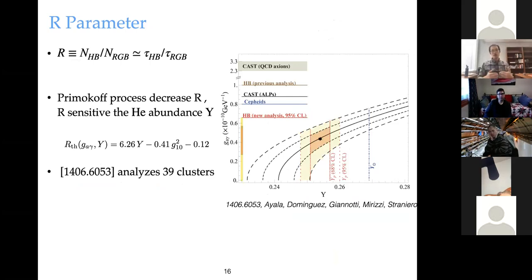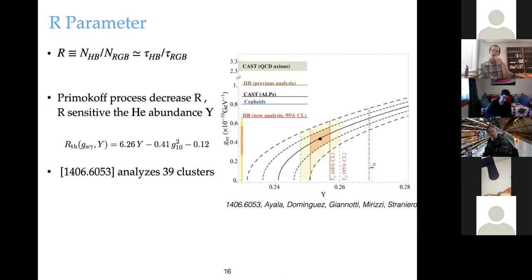Let me just tell you a little bit more about the R parameter. This R parameter is the ratio between the number of horizontal branch stars divided by the number of red giant branch stars. These two numbers in one globular cluster are proportional to the lifetime of the horizontal branch star divided by the lifetime of the red giant branch star. So you introduce the Primakoff process, and you just increase the energy loss. It turns out that the energy loss is more important for the horizontal branch stars, and you decrease the R, just making the horizontal branch star lifetime shorter.